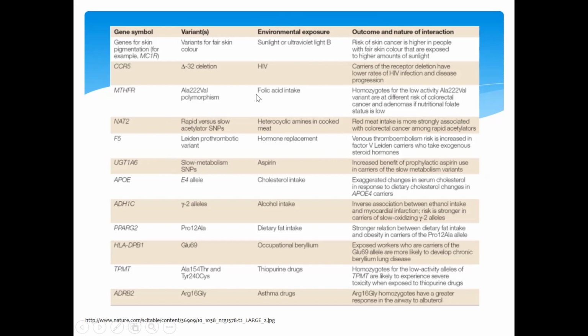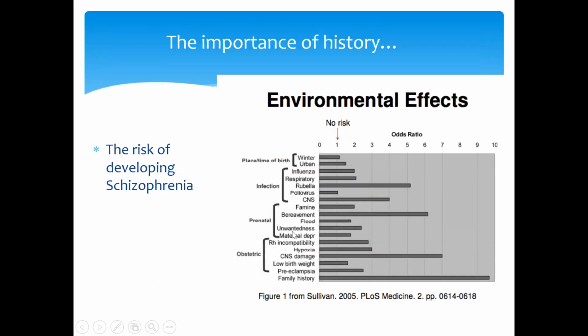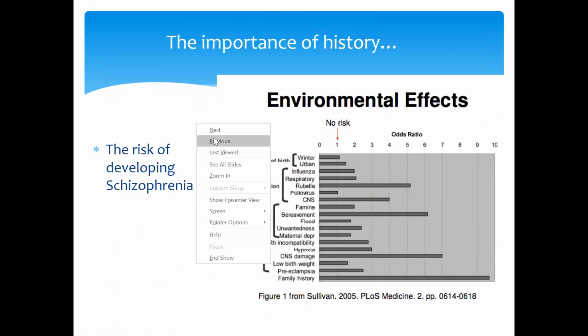So as you're looking down here, you can look at what's my exposure. And if I have this exposure and I have the genetic predisposition, what will happen to me?